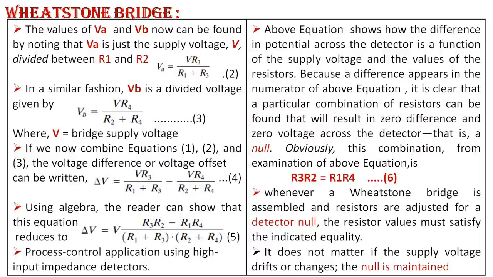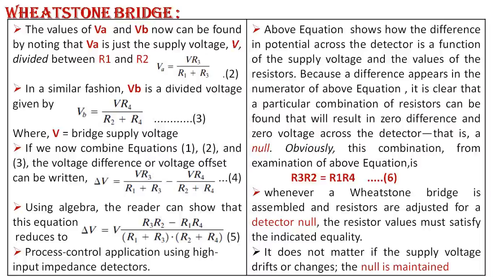The above equation shows how the potential difference across the detector is a given function of supply voltage and the values of the resistors. Because a difference appears in the numerator of the above equation, it is clear that a particular combination of resistors can be found that will result in zero difference and zero voltage across the detector, that is, a null. Obviously, this combination, from examination of the above equation, is R3 into R2 is equal to R1 into R4.